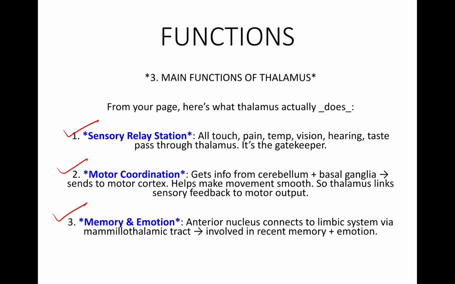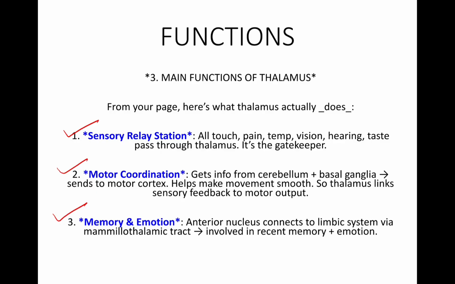These are the sensory feedbacks that you want something, you want your arm to move or anything. From these two it will send to the motor cortex. Now this motor cortex will help in the movement. That is motor coordination, from sensory feedback to the motor cortex.